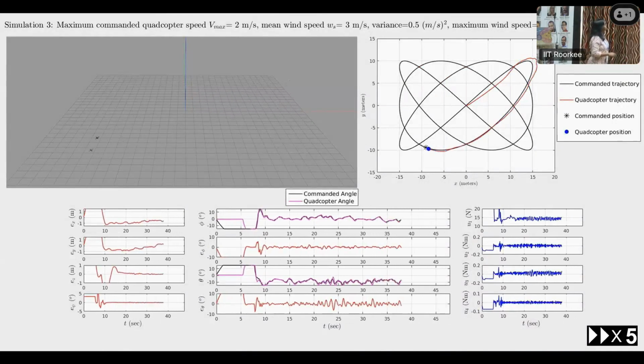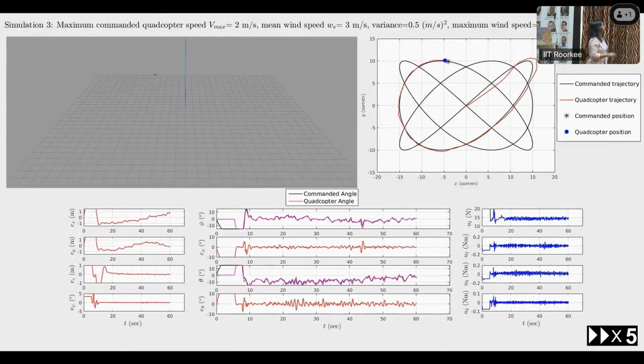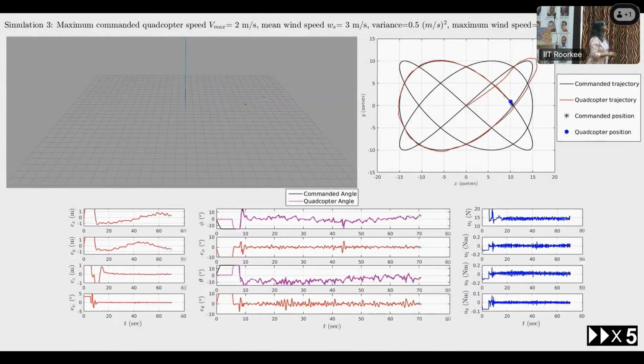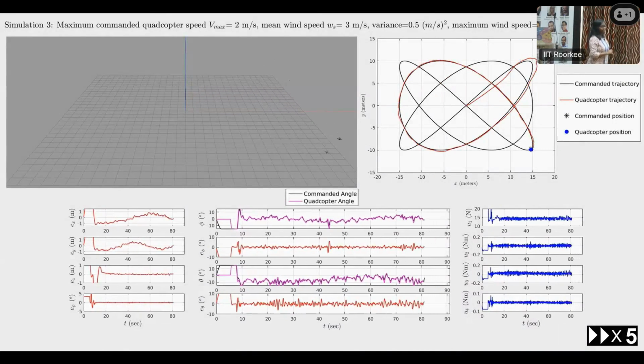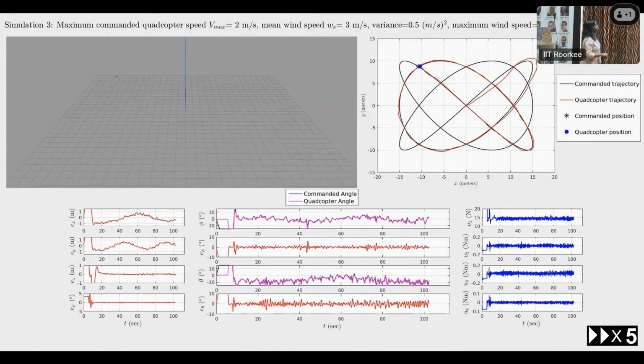Okay. Now this is the third simulation where we have chosen the wind of mean value this and the variance of this, and the maximum wind speed is 5 meters per second. Here again we have chosen the wind along the positive X direction.